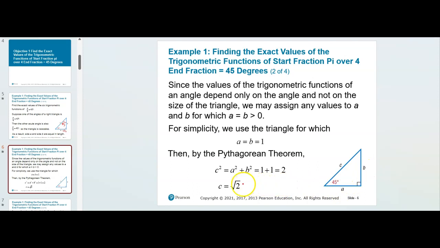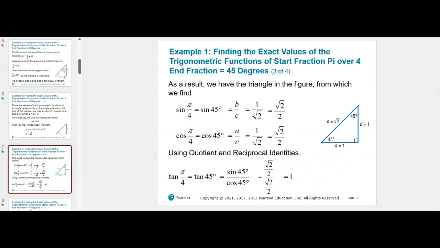Now, if we just make A and B be one unit length, then we end up with A squared plus B squared equals 1 plus 1 equals 2. So C squared is 2, that means C is the square root of 2. And if C is the square root of 2, and A is 1 and B is 1, I know all three sides. And so I can come up with the sine and the cosine and the tangent, all that good stuff. So sine of pi over 4 or 45 degrees is opposite over hypotenuse, which is 1 over the square root of 2. That simplifies to square root of 2 over 2.